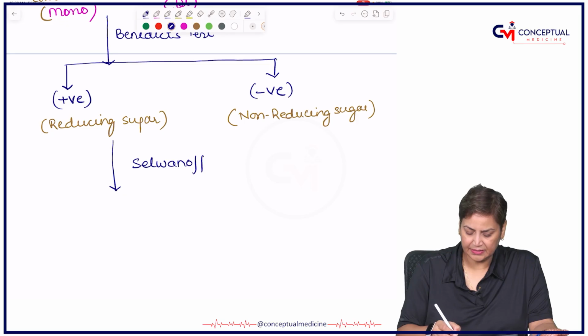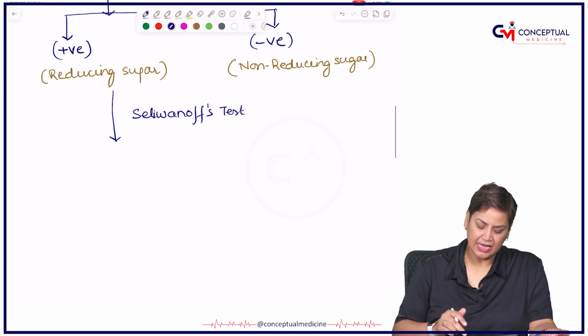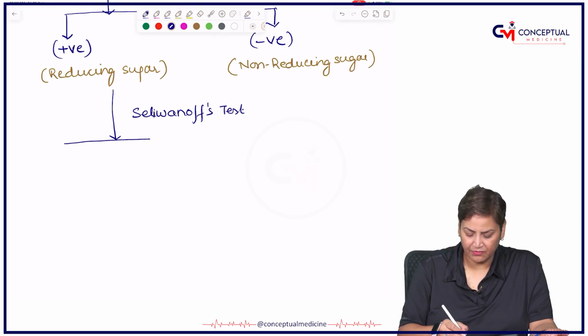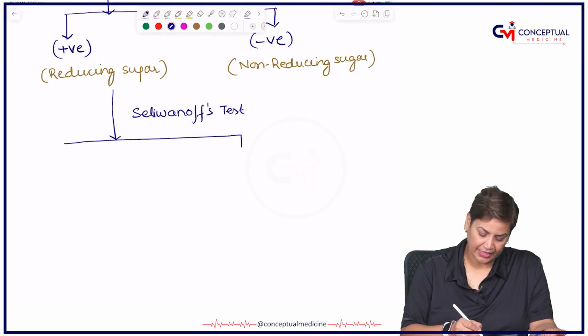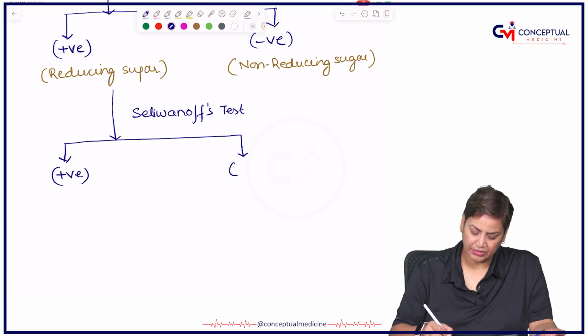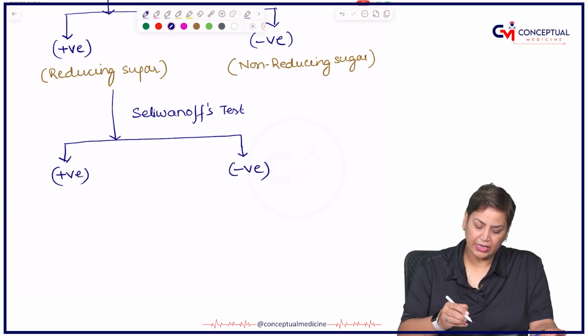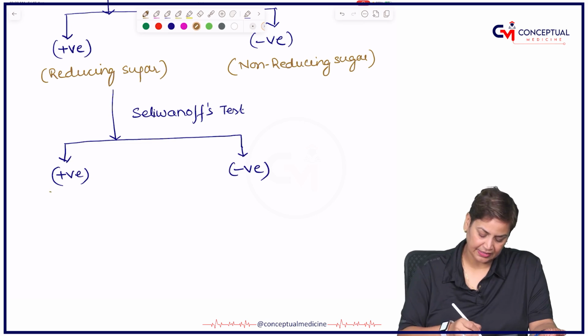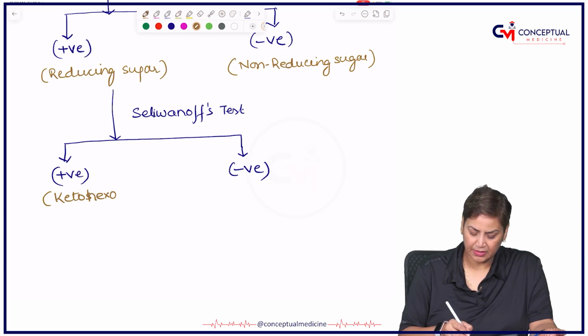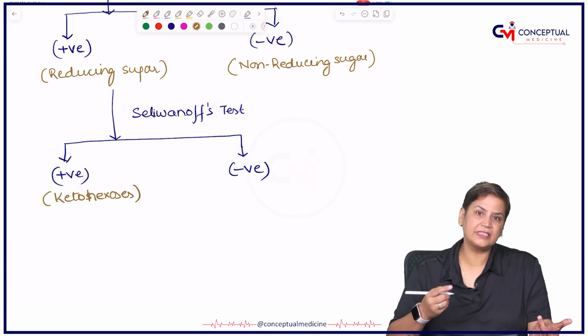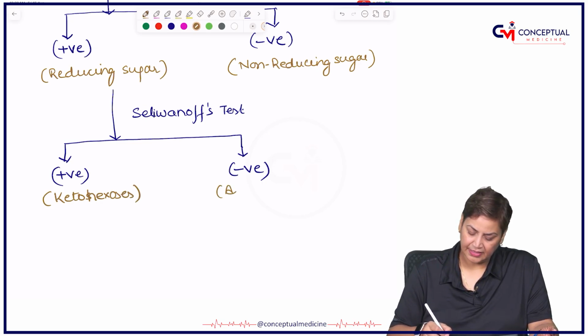Seliwanoff's test, right? Now this test will be given only by ketohexoses. So if this test is positive, again there can be two outcomes, positive or negative. If the test is positive, it is a ketose sugar, or I can say ketohexose. And if this test is negative, it is an aldose sugar.